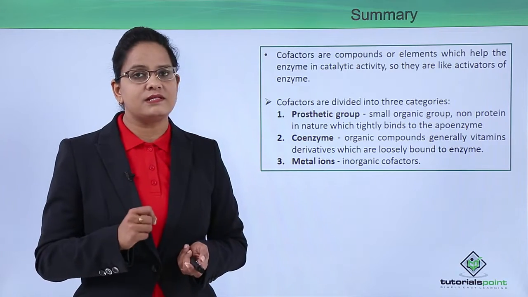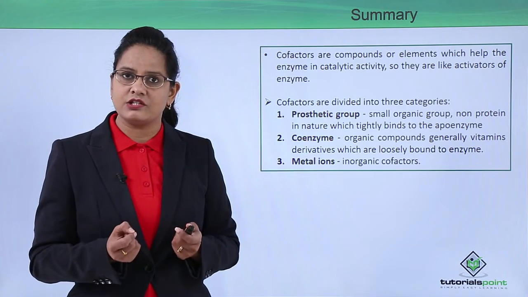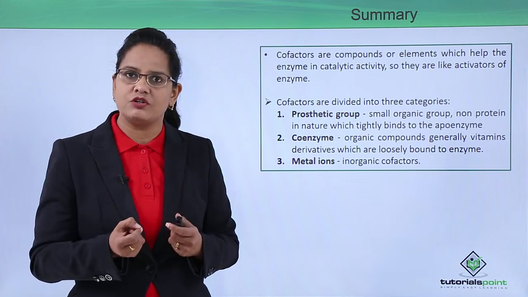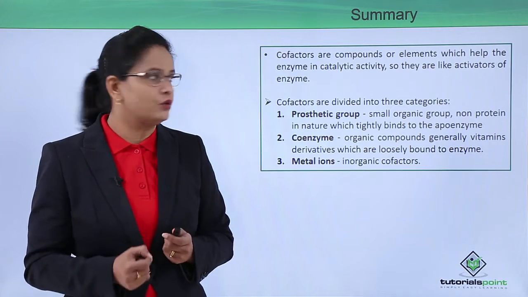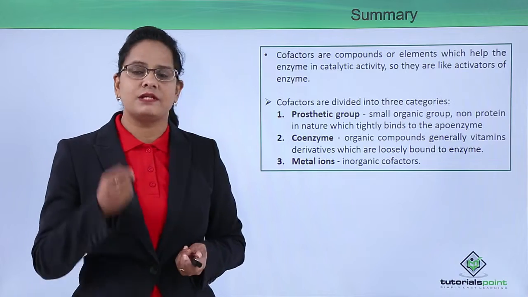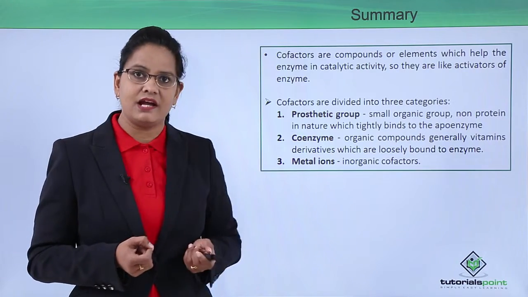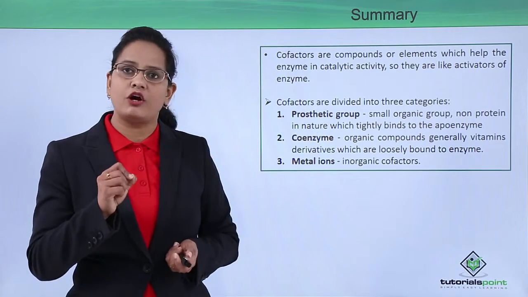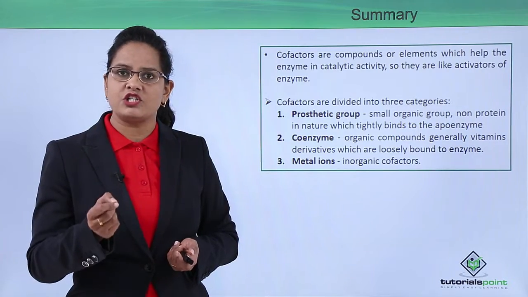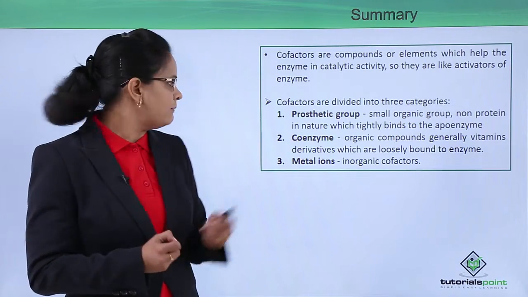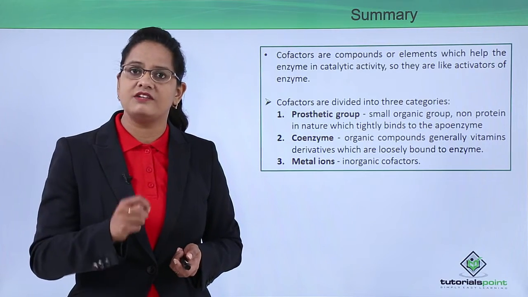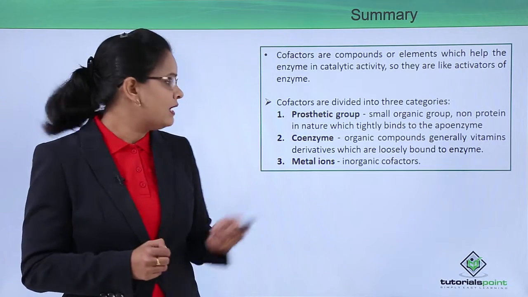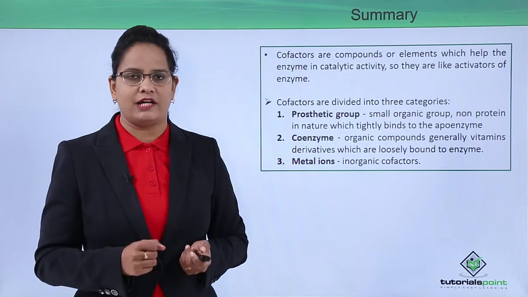To summarize, we can say cofactors are like activators of the enzyme. They change the conformation of the enzyme and increase its activity so that more substrate can bind to the enzyme. They are of three types: the prosthetic group, coenzyme and metal ions. Prosthetic groups are small organic groups which are non-proteinaceous and bind tightly to the apoenzyme. Coenzymes are organic compounds which are generally vitamin derivatives. They bind loosely to the enzyme. And metal ions are inorganic cofactors.